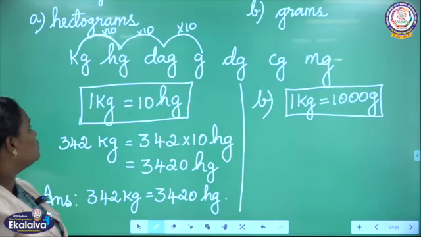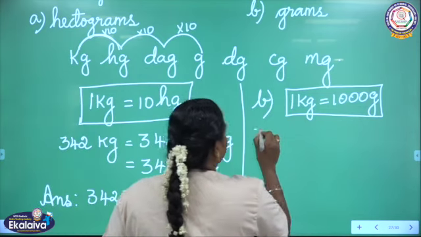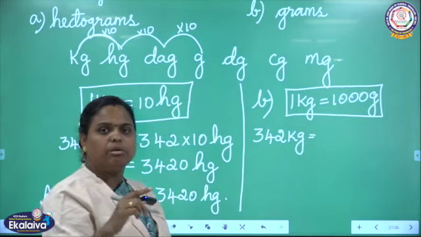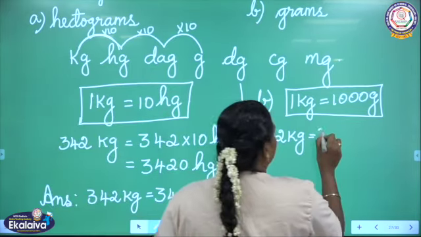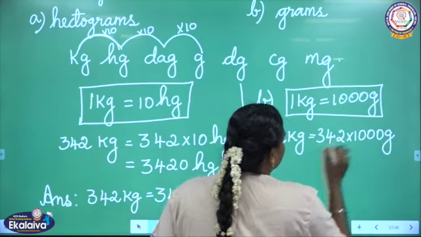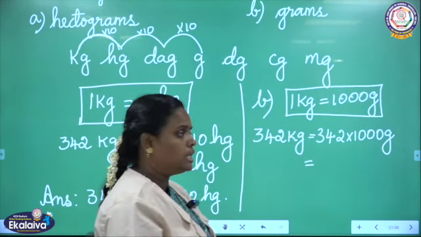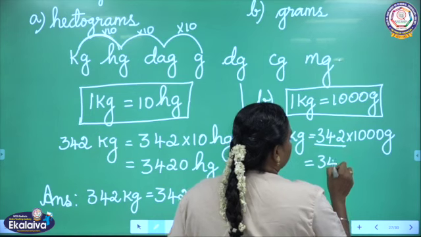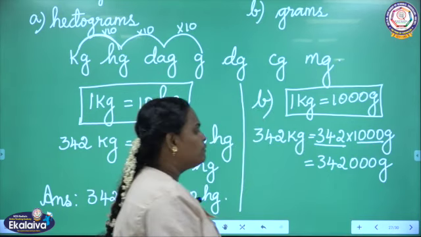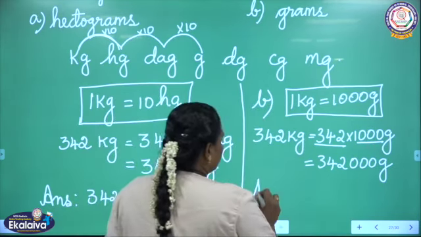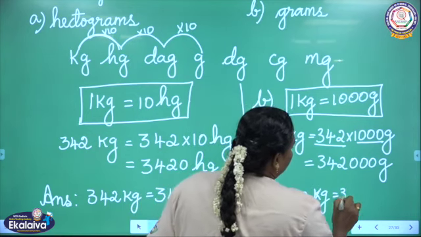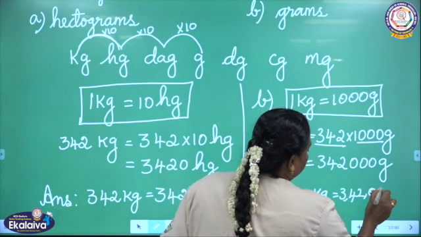So 342 kilogram equal to how many grams, children? We are going to multiply by 1000 because 1 kilogram equal to 1000. So 342 kilogram equal to 342 multiplied by 1000. If you multiply 342 into 1000, you write 342 and include 3 zeros. So 342 kilogram equal to 3,42,000 gram.